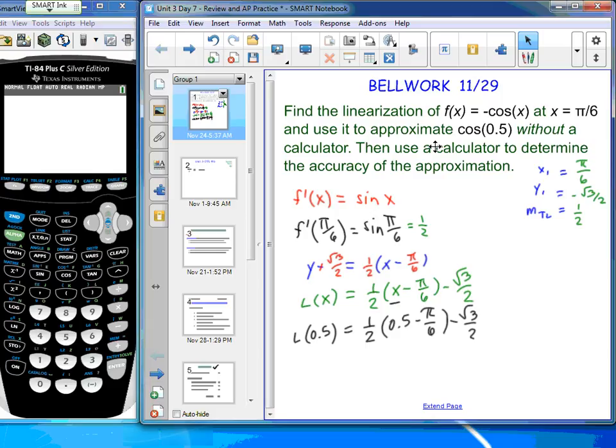So to the calculator, yeah, don't mess that up. Don't mess that up, Tiger.